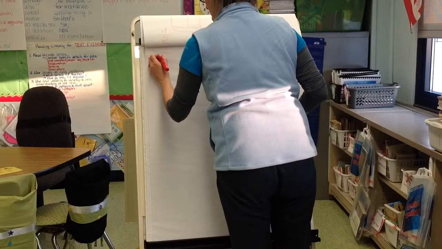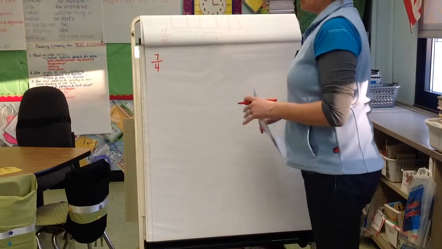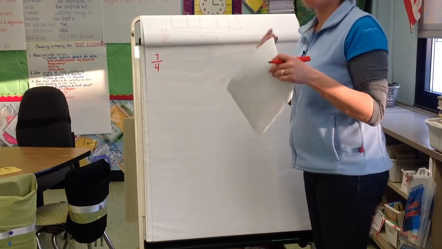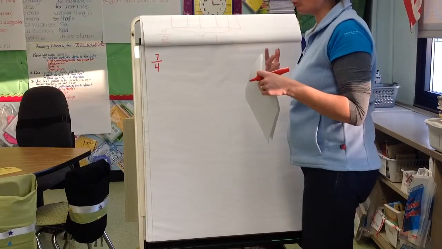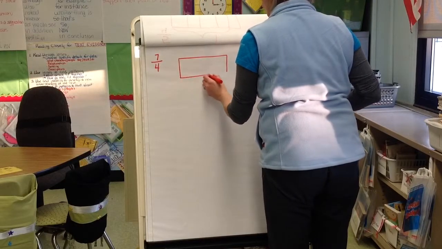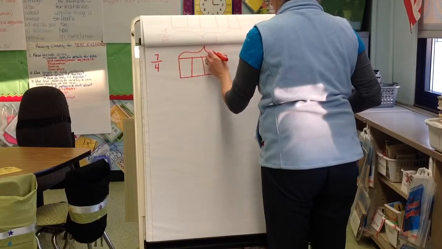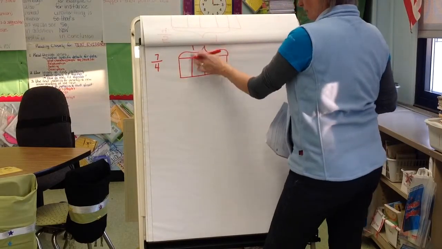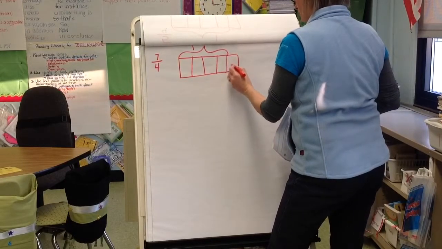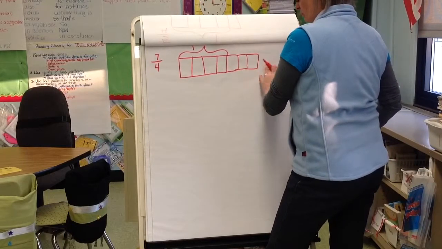Let's try 7/4. The unit fraction is fourths. So we know it takes 4 to make one whole. Our whole takes 4 pieces. So let's make our whole. Okay, there's our whole. It takes 4 of them to make one, but we have 7/4, so we need 3 more. Okay, this is 7/4.